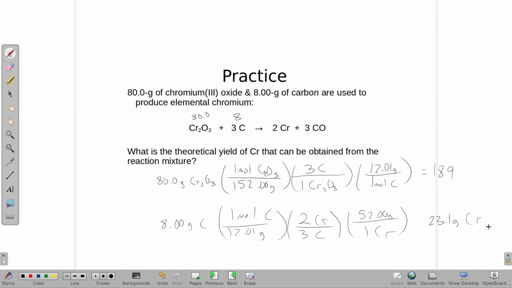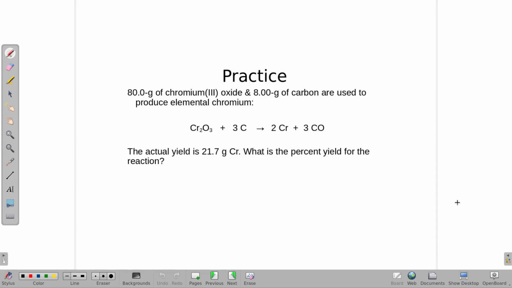Now, if you're doing this in an actual lab, and you've weighed out 80 and 8, you would be expecting to get somewhere near that 23.1 grams. It shouldn't be larger than that, because if it's larger, that means you did something wrong, because you somehow made more chromium than you possibly could. That's the largest it can be. But let's say you actually got 21.7 grams. With that, we can get a percent yield.